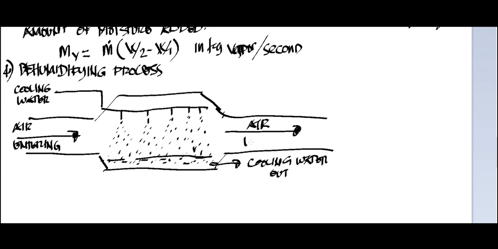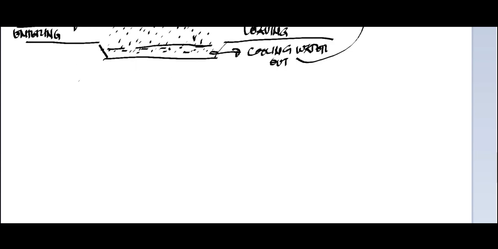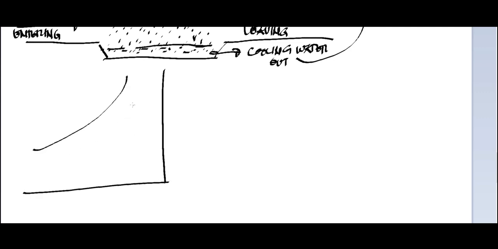You have your air leaving here. So this cooling water is circulated back again to this part. Okay, then it is a cycle now. So this is represented in your psychrometric chart by a line from point 1 going to point 2. So you have your humidity 1 here, and you have your humidity 2, where your dry bulb 1 is equal to your dry bulb 2.